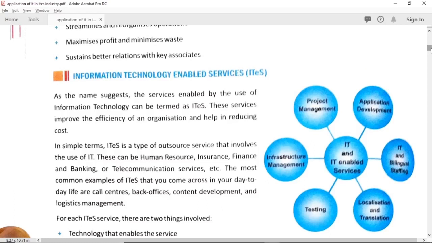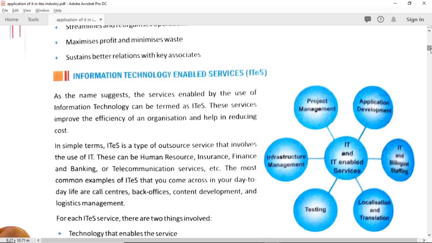ITeS is a type of IT related service that a company is offering. ITeS is a type of outsourced service that involves the use of IT. These can be human resource, insurance, finance and banking, or telecommunication service. The most common examples of ITeS that you come across in your day-to-day life are call centers, back office, content development and logistic management.